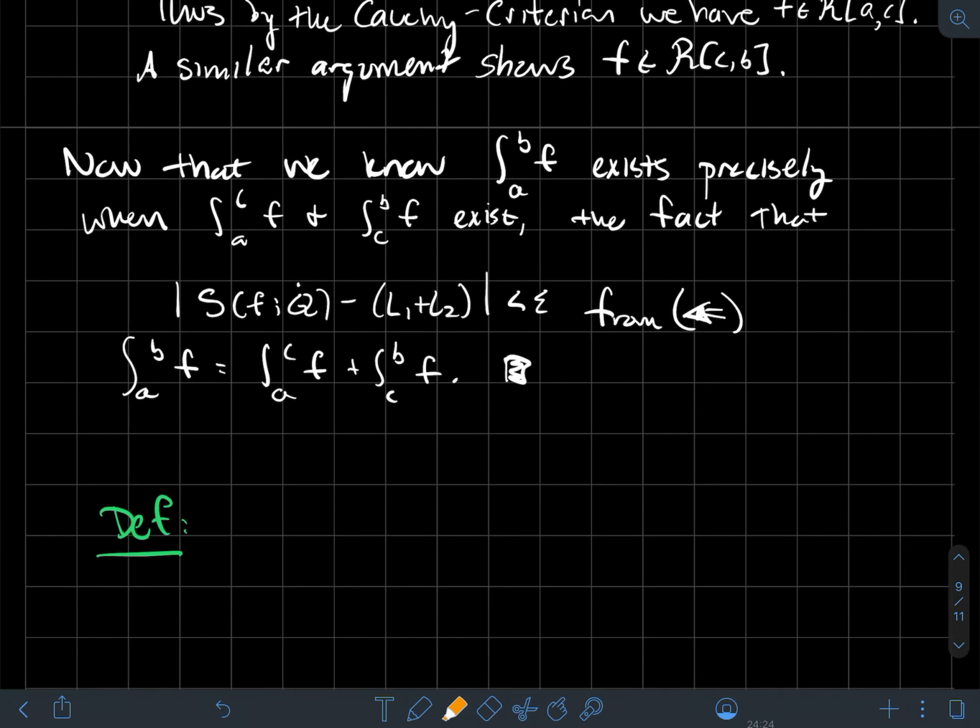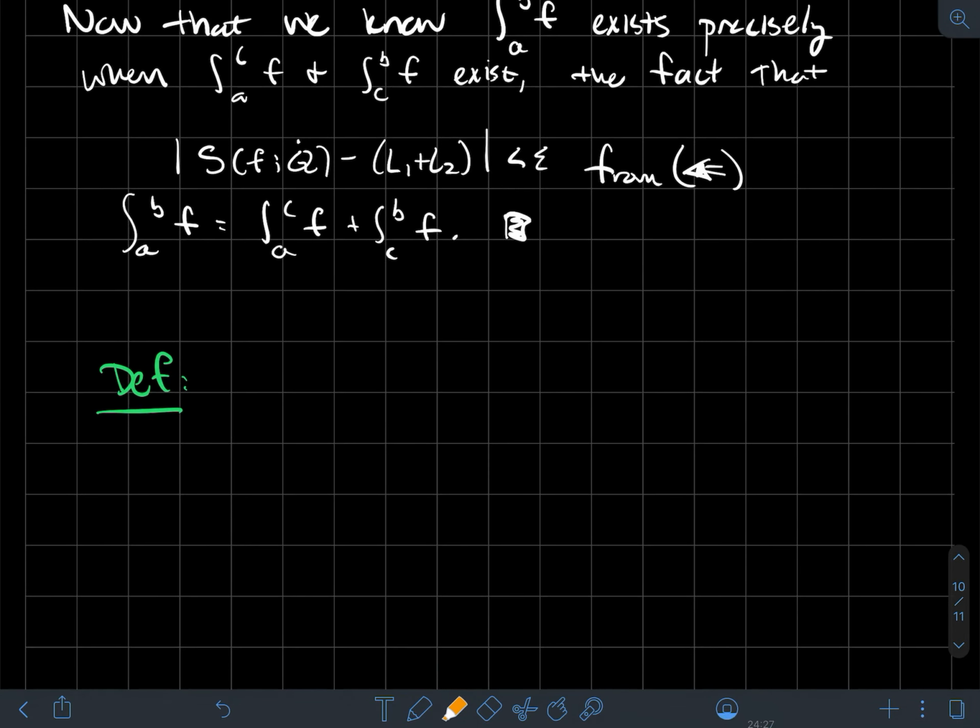Just the last thing, a couple definitions to help smooth out some things with the integral so far. How do I take the integral from B to A of F? It's just going to be defined as minus the integral from A to B of F. And the last thing that we should be comfortable with is the integral from A to A of a function is just defined to be 0.